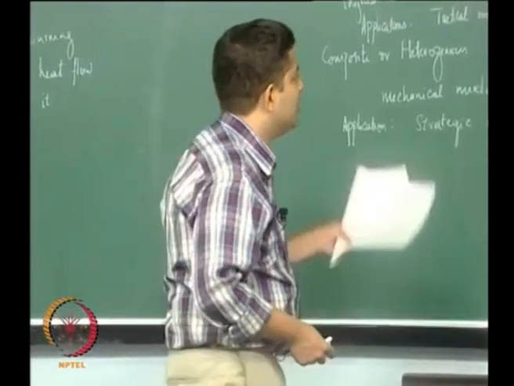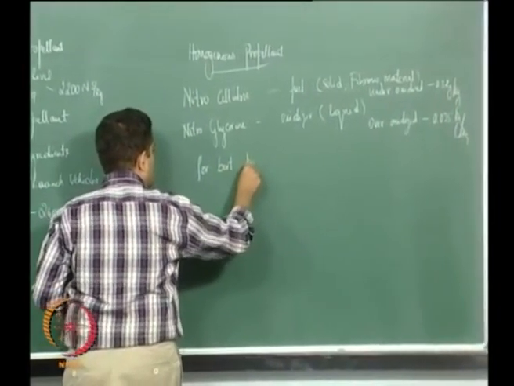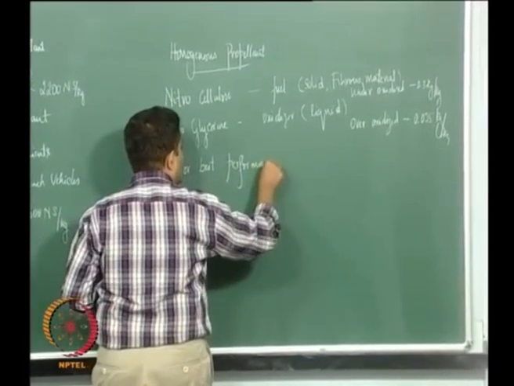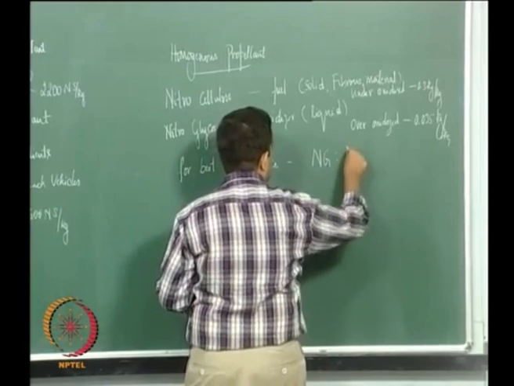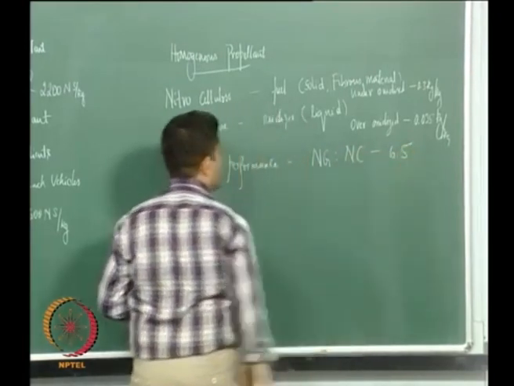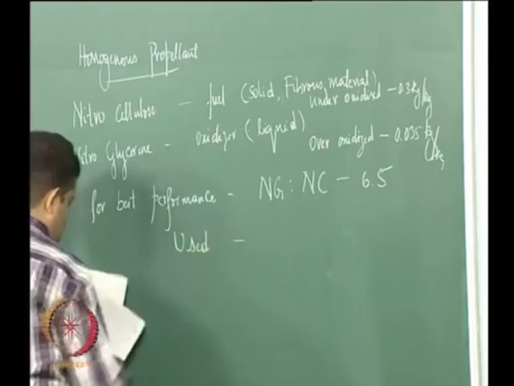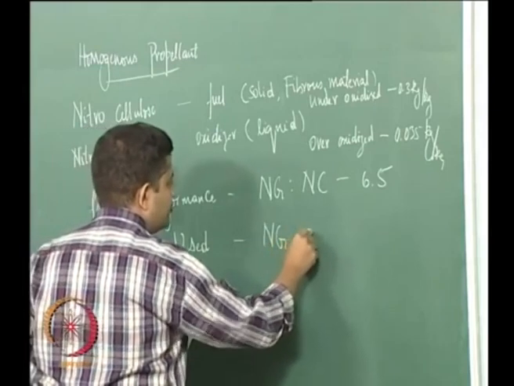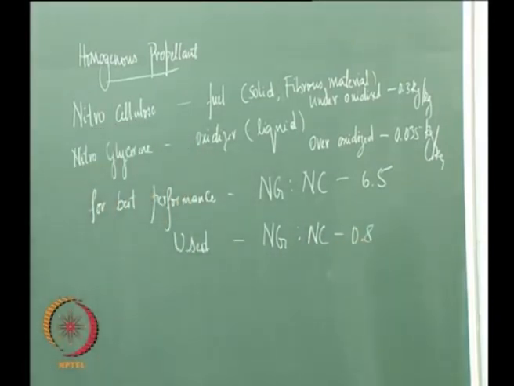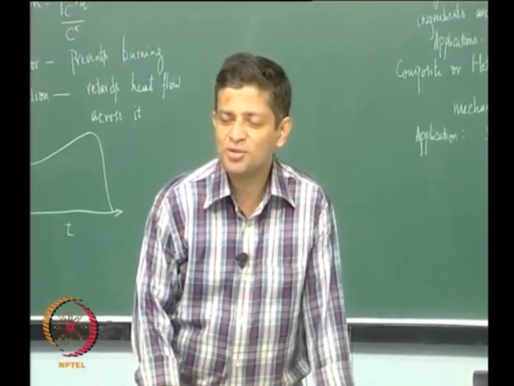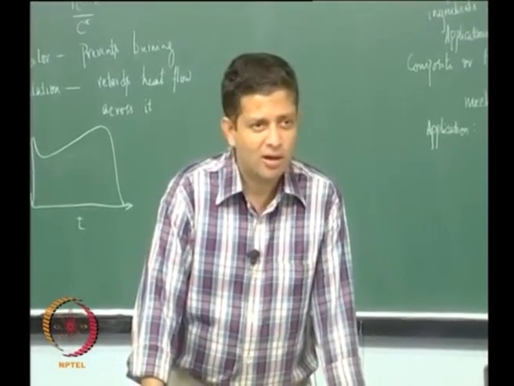Now, for best performance, a combination of this, the NG NC ratio would be something like 6.5, but what is used is point 0.8. Any idea why such a glaring difference between what is used and what is going to give us best performance? Sorry?